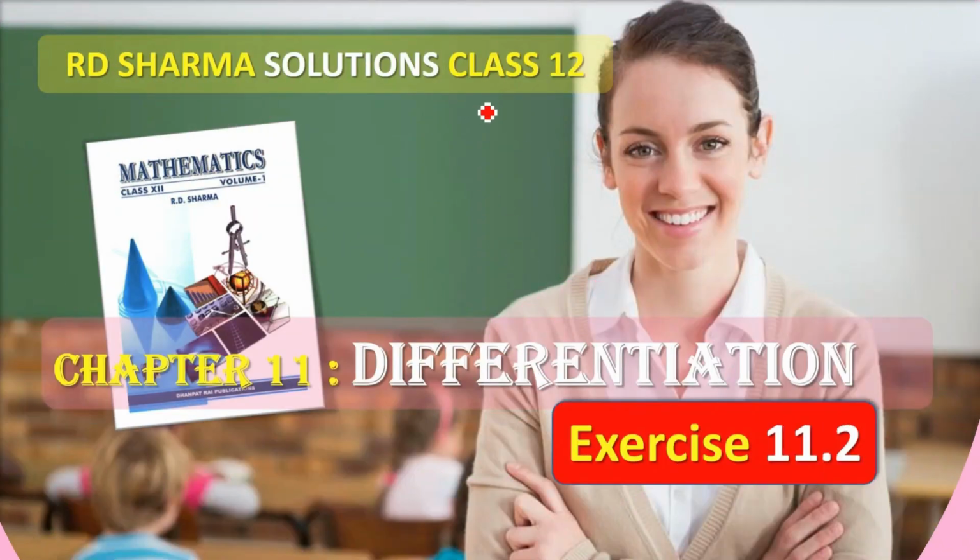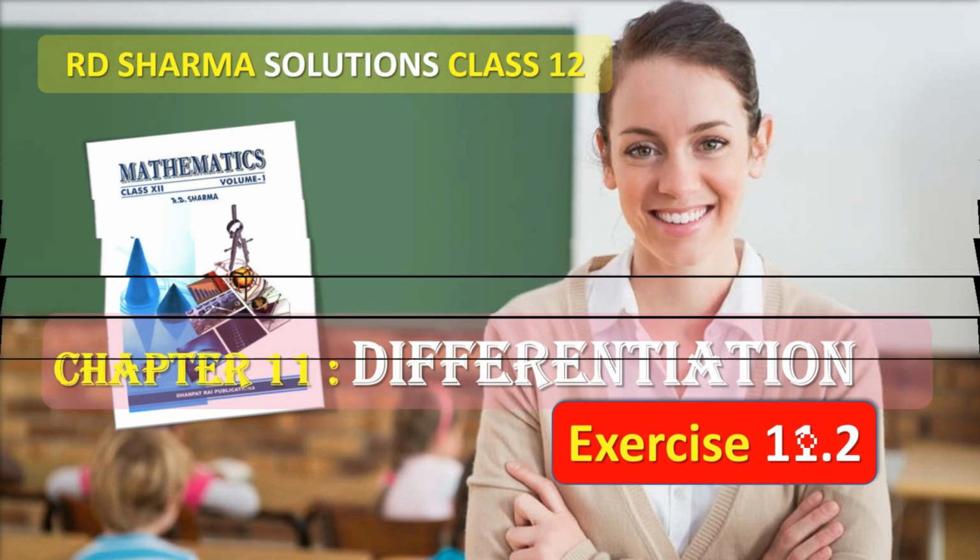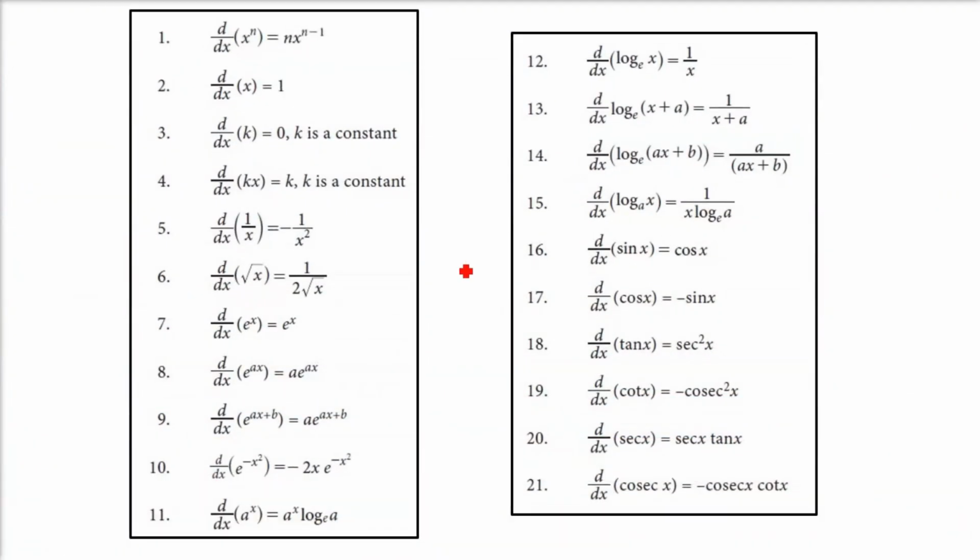This is R.D. Sharma Solution, Class 12th, Chapter 11, Differentiation, exercise 11.2. In this exercise, we will be using the direct results. Here are certain direct standard results of differentiation, and we have already done most of them using the first principle. This exercise has more than 70 questions, and where only these final results are needed, we'll employ them.